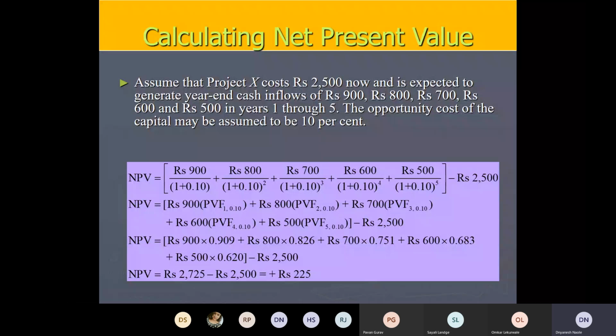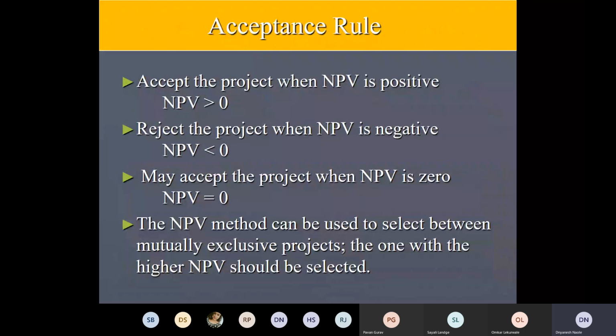Okay, so we'll see some more problems in the subsequent sessions once we discuss all the methods. Let us now go through the advantages, disadvantages, and the acceptance rule. So the acceptance rule is, we already discussed that if the project is having positive NPV, accept. If it is negative NPV, reject. If it is equal to 0, then we may accept the project. Then the NPV method can be used to select between mutually exclusive projects. The one with the higher NPV should be selected.